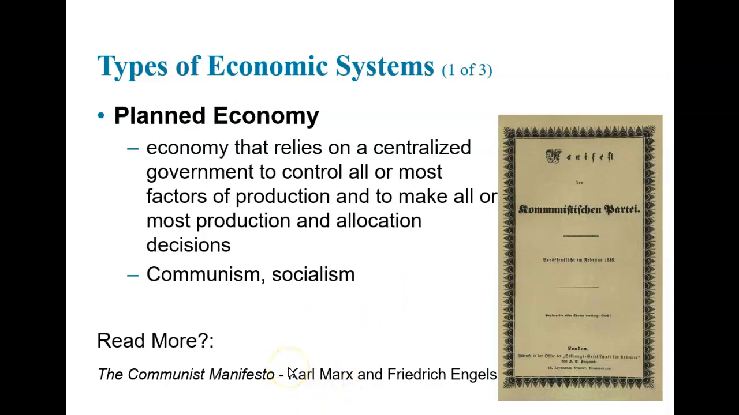So you're also going to learn about economic systems, which there's a few. The big ones are planned economies, socialist economies, and capitalist economies. So I'm going to give you a real brief overview because if you're interested in learning more about it, these are things you might want to read about. A planned economy is an economy that relies on a centralized government to control all or most of the factors of production and make all or most of the production and allocation decisions. So that would be communism, and to a certain degree socialism.